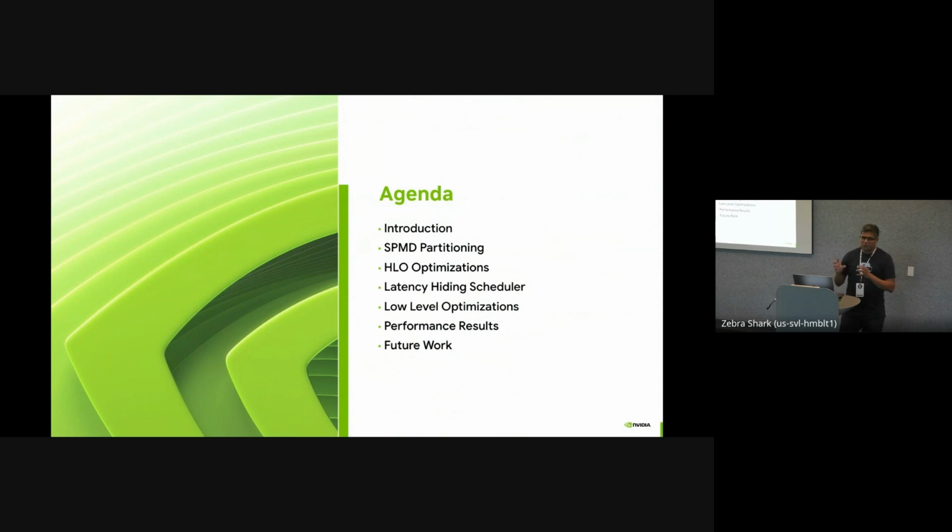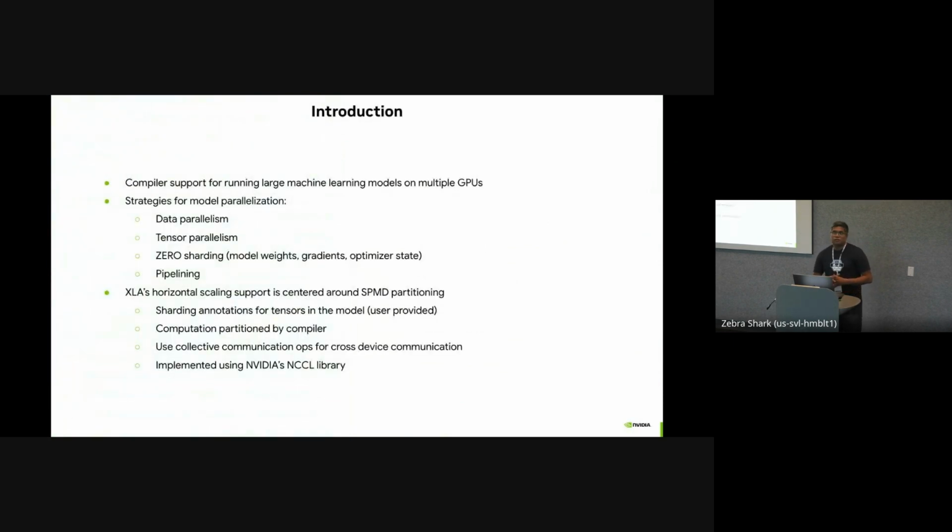Then I will touch on some of the key HLO level transformations or support for horizontal scaling. So that's SPMD partitioning and some HLO optimizations. After that, TJ will take over and talk about some of the scheduling and low-level optimizations for improving the performance of horizontal scaling, and then talk about some performance results that we have obtained over the last few quarters and then some future work.